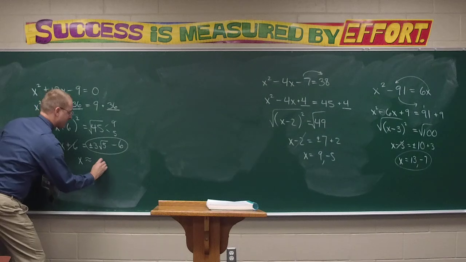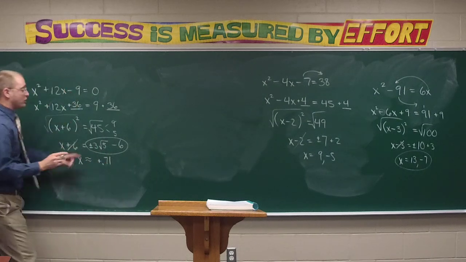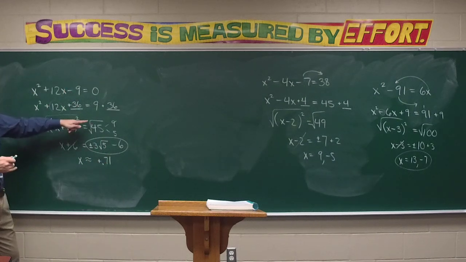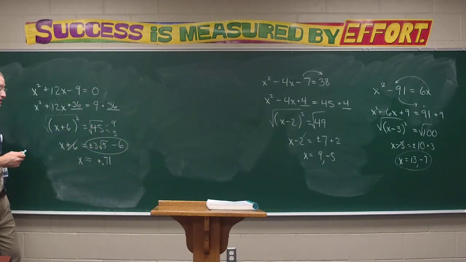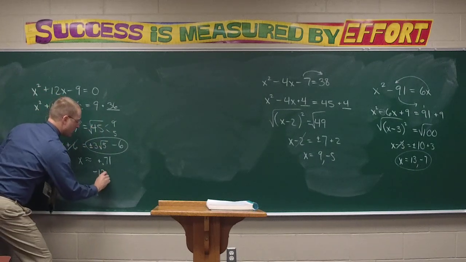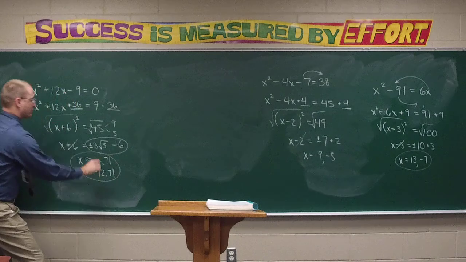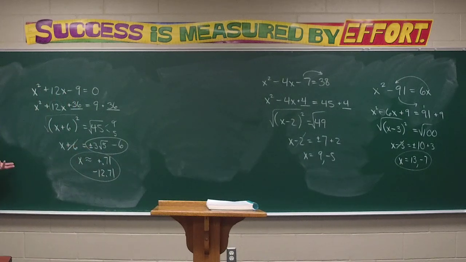Positive 0.71. Now take the square root of 45, but make it a negative when you get your answer, and then subtract 6 from that. Negative 12.71. And there are my 2 approximations. It's not pretty, but there are your answers. This is the answer that I'd be looking for on a quiz or test, but it's good to know how to get the decimal values from it as well. Questions on how to use completing the square to get values you could not have gotten by the factoring method?